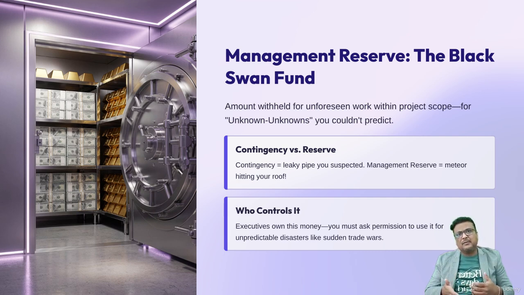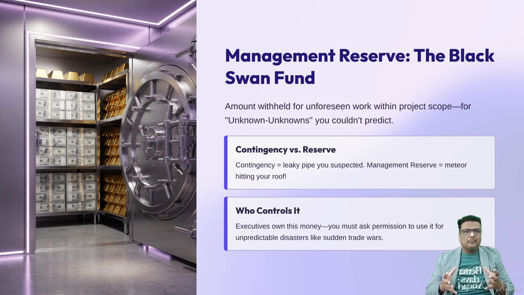The contingency was for a leaky pipe you suspected might happen. The management reserve is for if a meteor hits your roof. You didn't plan for it, and as a project manager, you usually don't own this money. You have to go to the executives and ask for permission to use it. I remember a project where a sudden international trade war started overnight. We had to use the management reserve because nobody could have predicted that specific maybe.